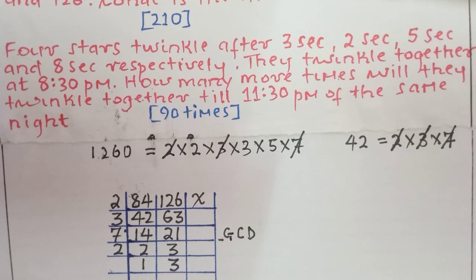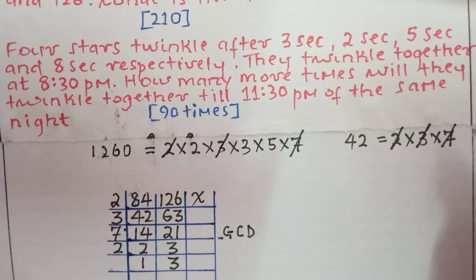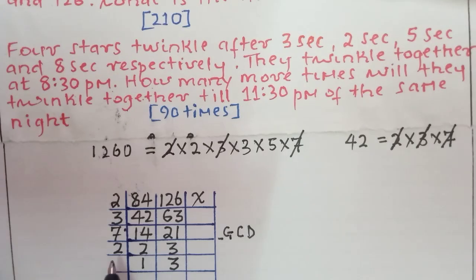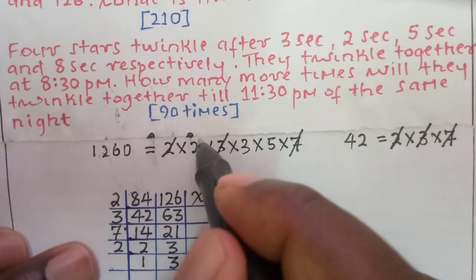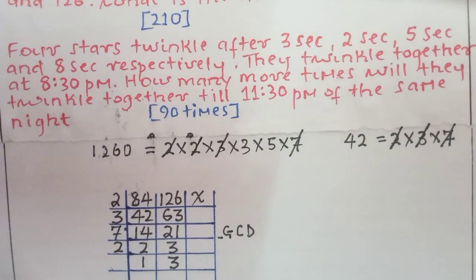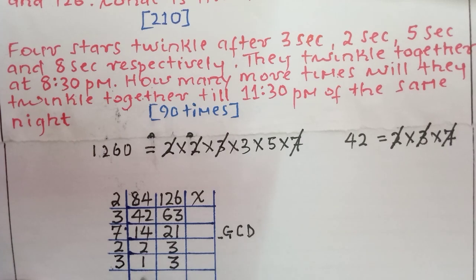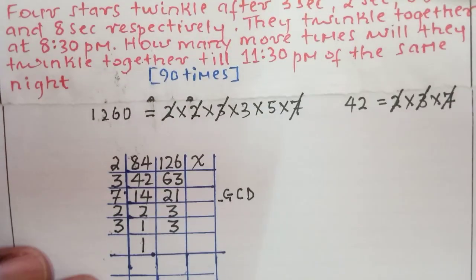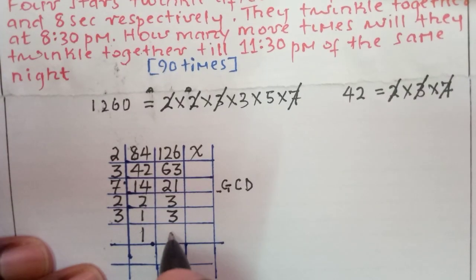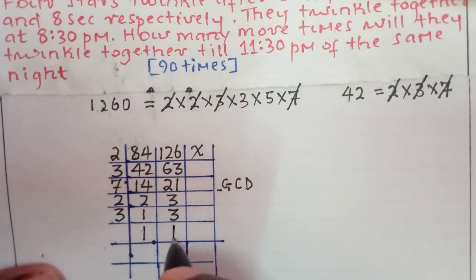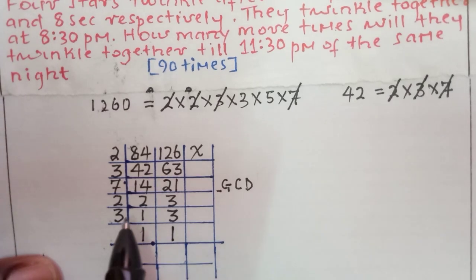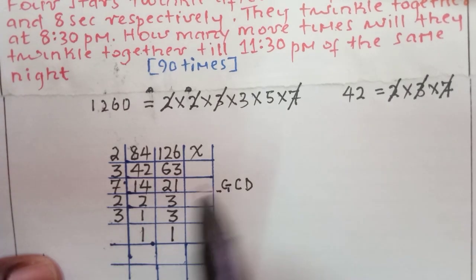And so guys, we continue. Now we have removed this 2, so we have to cancel that 2. Then we come to 3 now. So this one will be 1, then we have 1. So we have also used the 3, so we can cancel this 3.